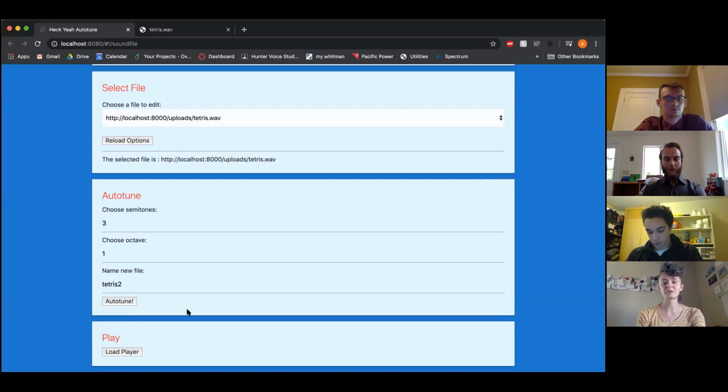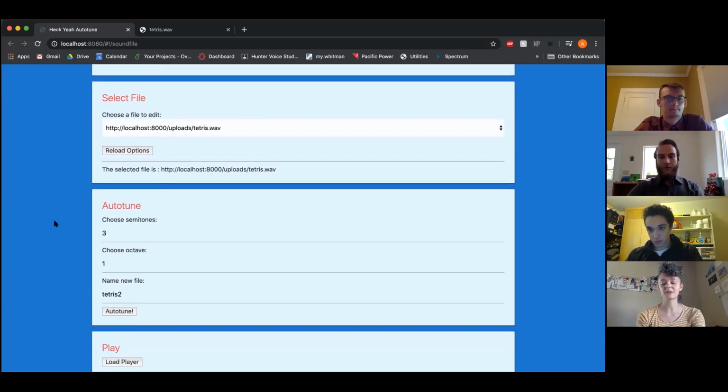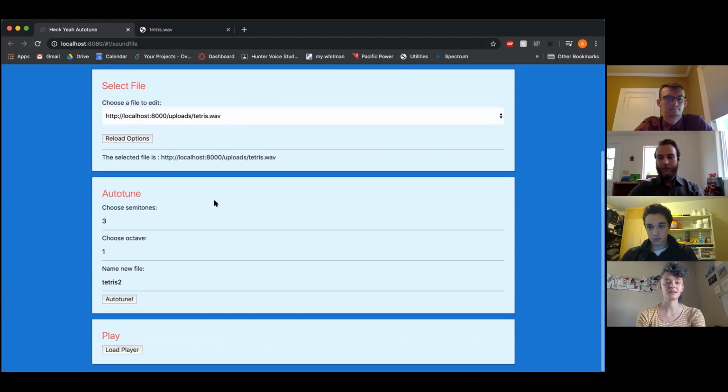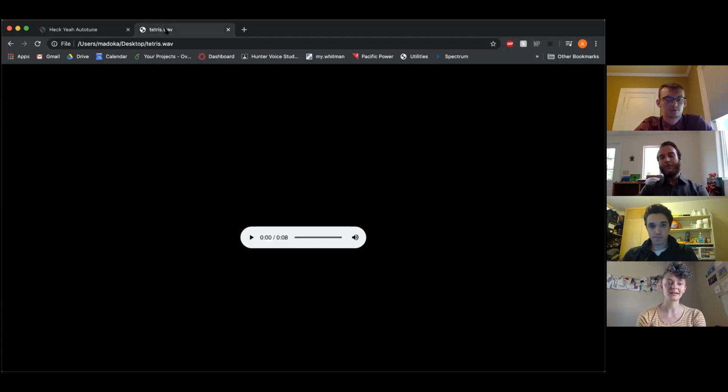Now, one problem we ran into in this program is that our backend code takes a while to run. We think this is because we stored our data as a NumPy array, but then iterated through it as though it were a Python list, which may be the reason it's slower. But while that's working, we can hear our original file for comparison.